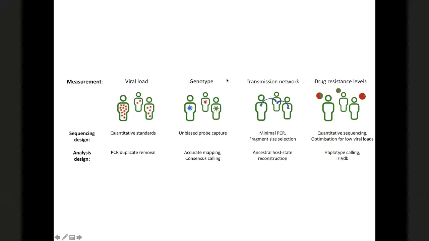Of course, you get the genotype. You've seen the trees that we're able to draw from the whole genome consensuses. We can draw the transmission networks. Matthew talked about that in detail last week. And we can get the resistance information as well.